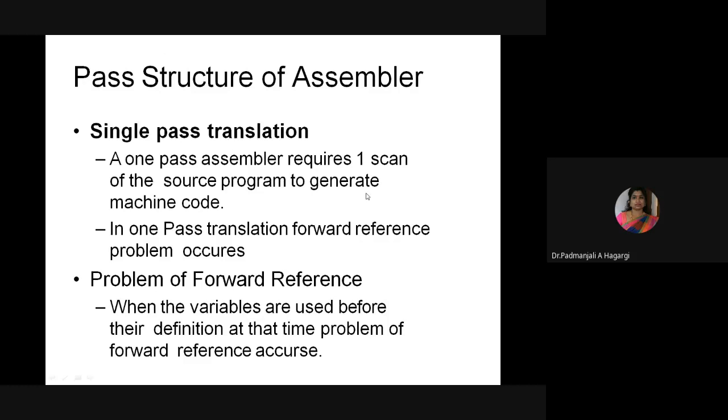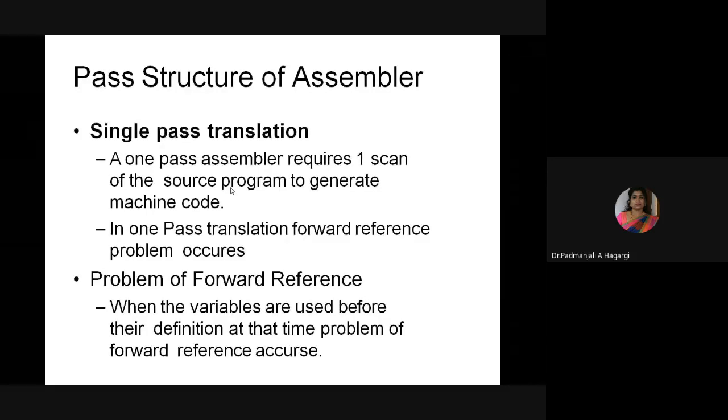A one pass assembler requires one scan of the source program to generate machine code. Here, passes are also treated as scans. In the first pass, what happens as the source program is seen by the assembler? And in the second pass, what happens as the source program is seen by the assembler? Likewise, we have one pass, two pass, or one scan, two scans, and multiple scans.